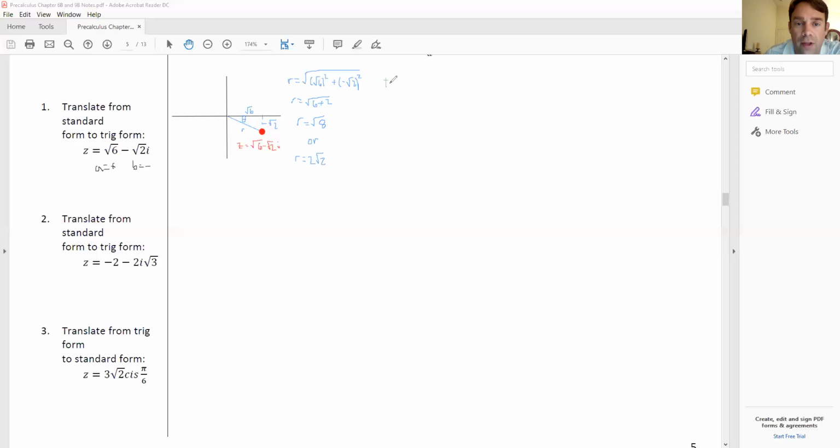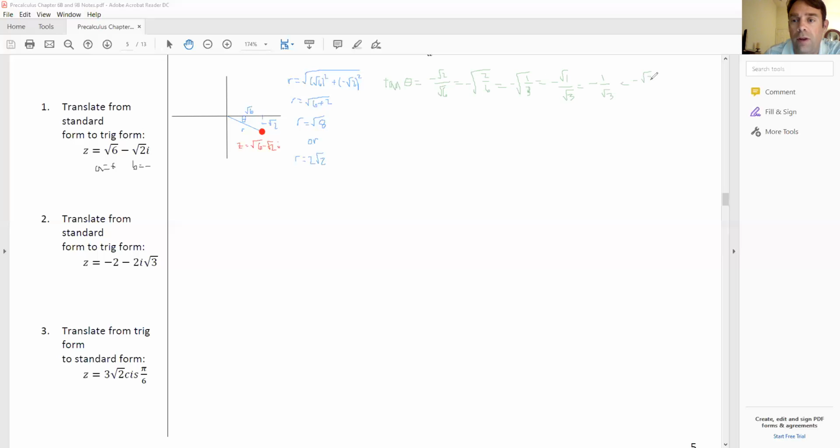We're going to use tangent to help us out with that. So tangent of theta is b over a. So negative root 2 over root 6. So I'm going to simplify this down a little bit. So that's 2 over 6. So that would be a negative 1/3. So we can break that back up again to negative root 1 over root 3. So negative 1 over root 3, which is negative root 3 over 3.